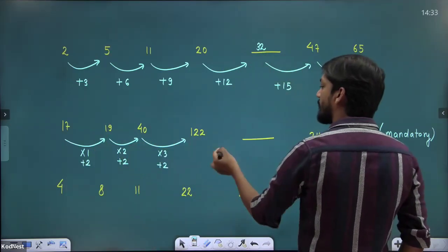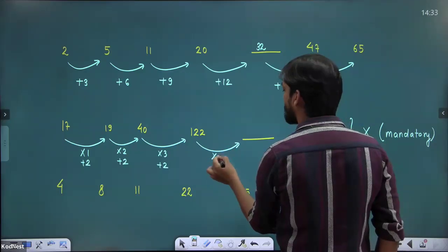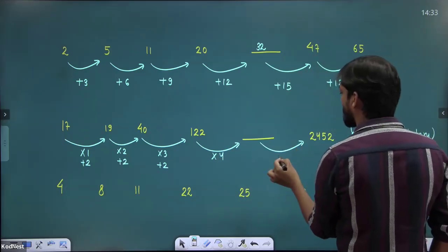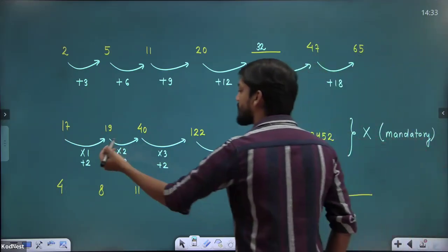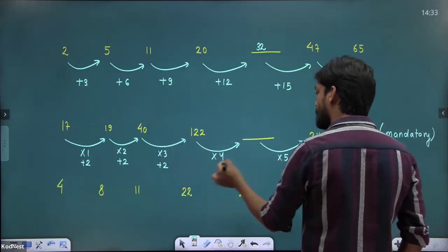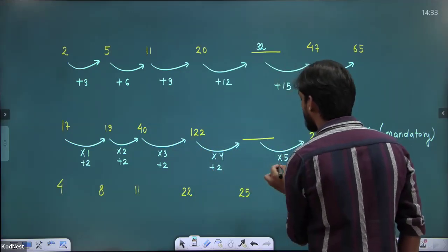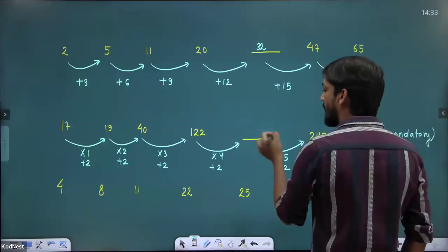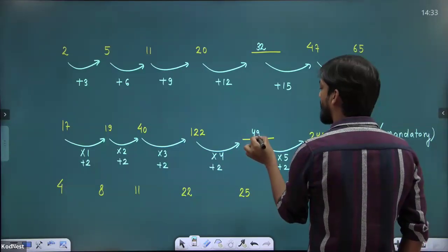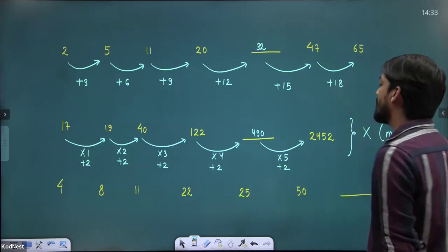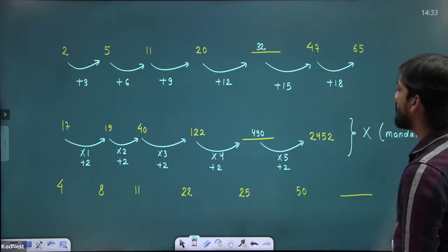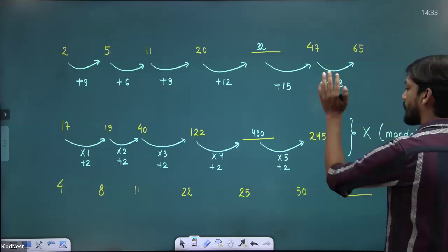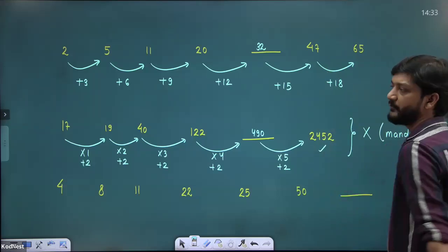So 1, 2, 3. So next will be 4. And next will be 5. Everywhere it is plus 2, plus 2, plus 2, plus 2, plus 2. So 122 into 4 will be 488 plus 2, 490. And 490 into 5, 2450. 2450 plus 2, 2452. So yes, it is working out.